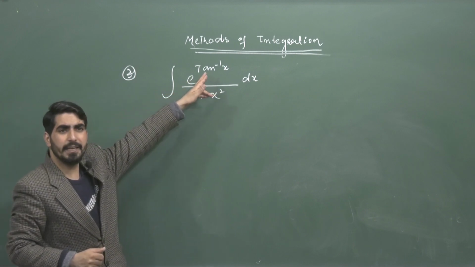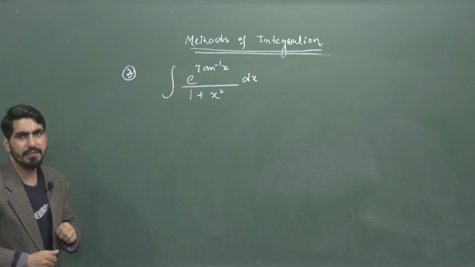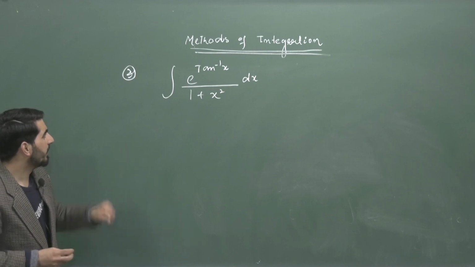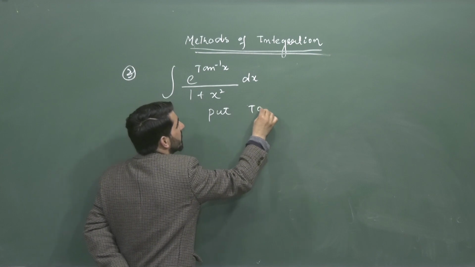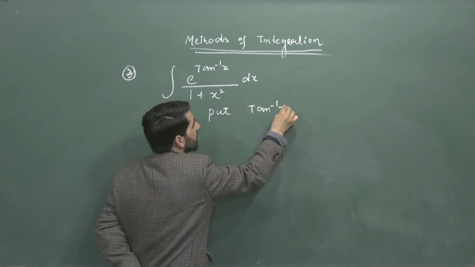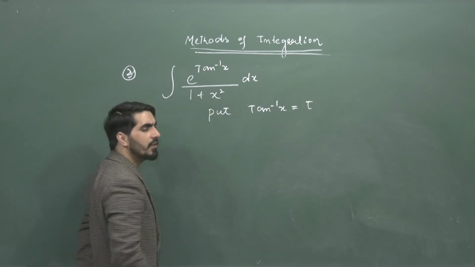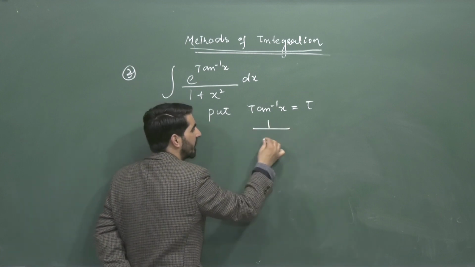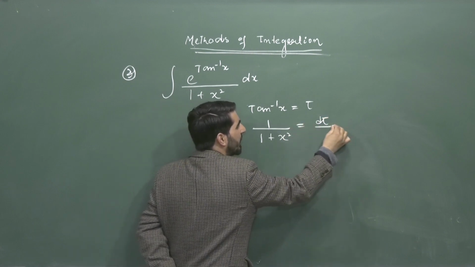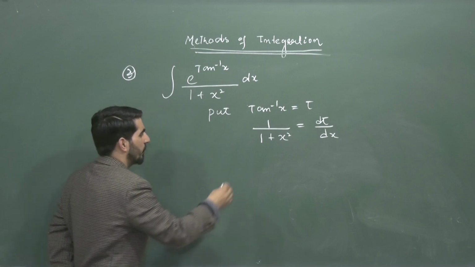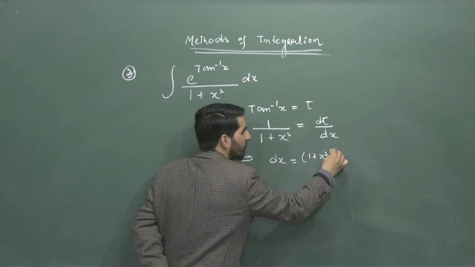As we know that the differentiation of tan inverse of x is 1 divided by 1 plus x square. So we will put here that tan inverse of x is equal to t. So what is the differentiation of tan inverse of x? It is 1 divided by 1 plus x square, which is equal to dt divided by dx. So here dx will be 1 plus x square into dt.